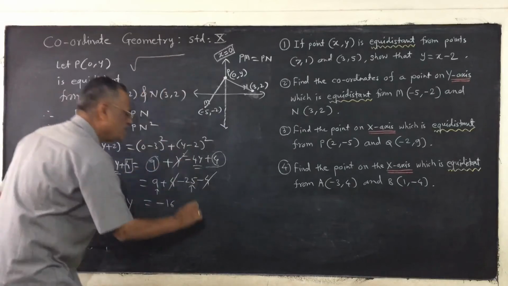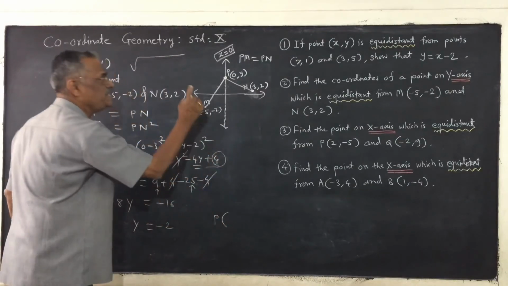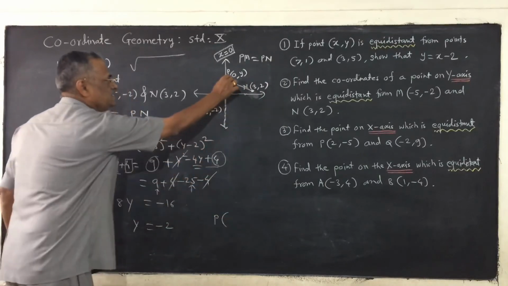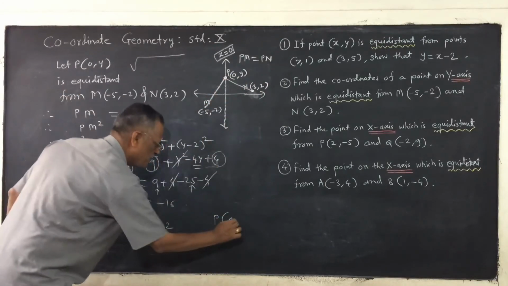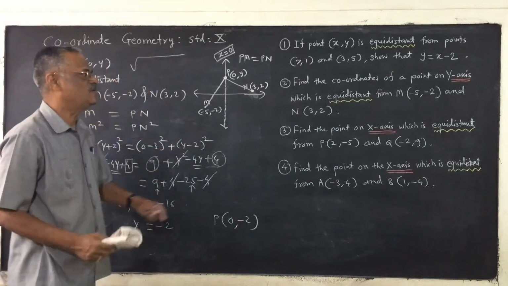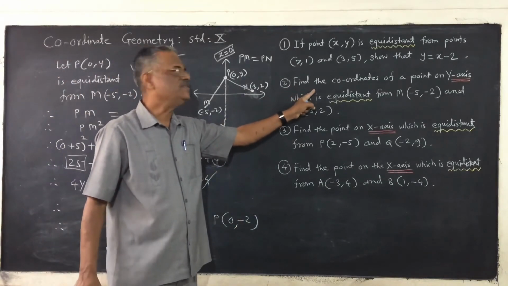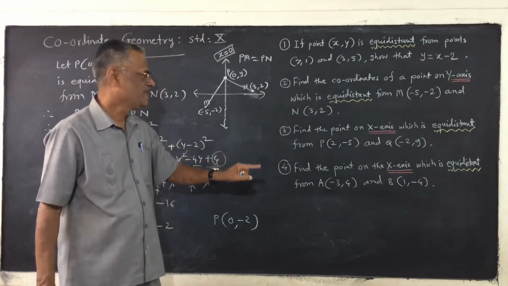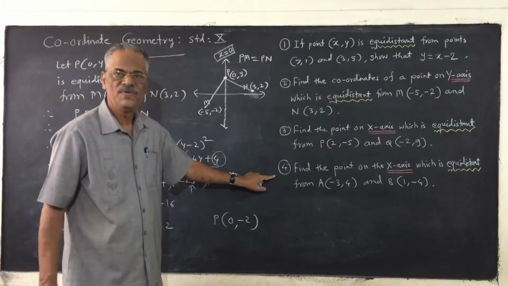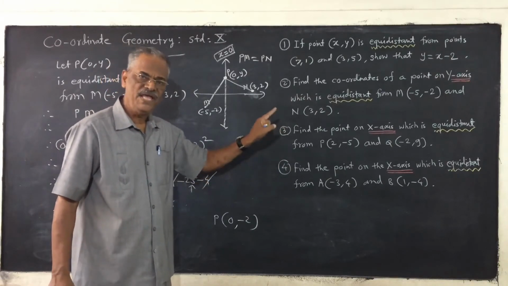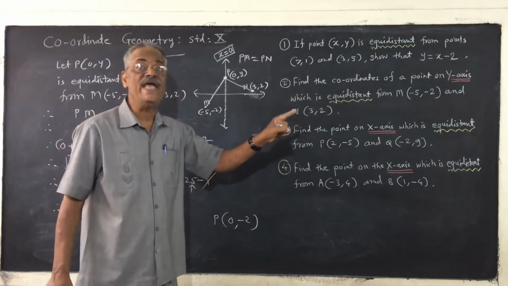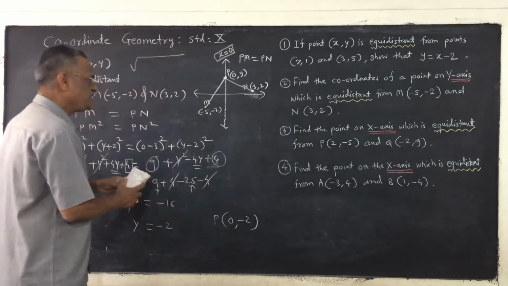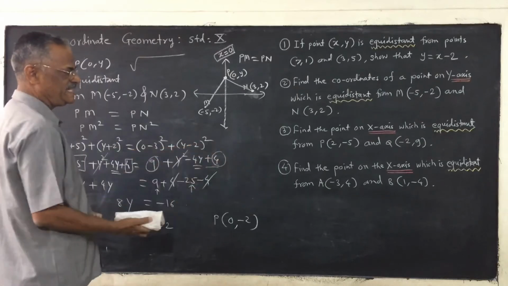And what are the coordinates of point P, which is equidistant from M and N? It will be 0, minus 2, the coordinates of this point P, which is on the y-axis. So that is an interesting example for you. And there is another group. In that group, the equidistant point is given on the x-axis. So what is the case there? It is on the x-axis.